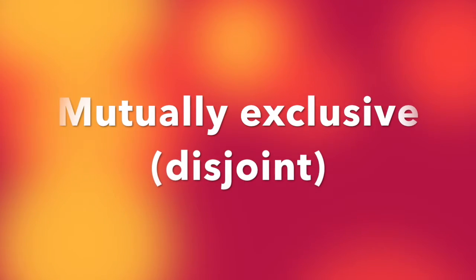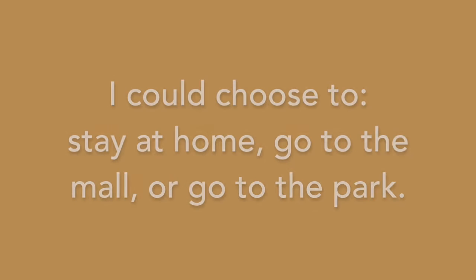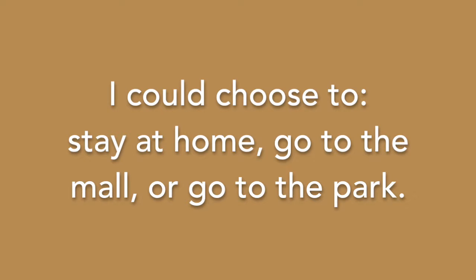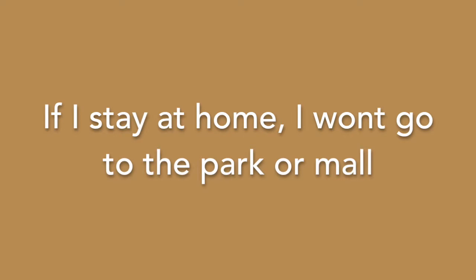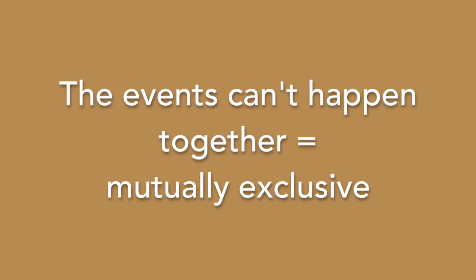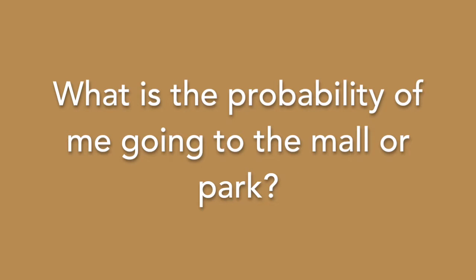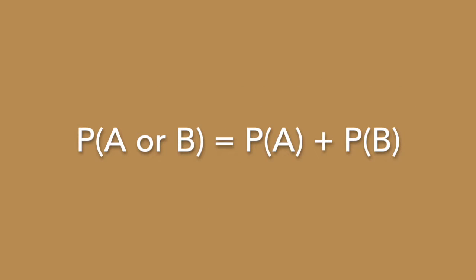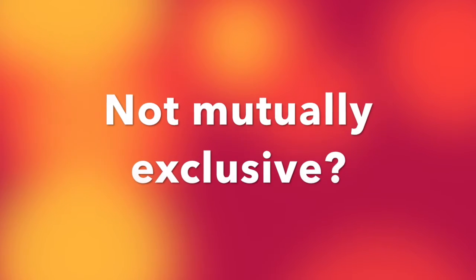Now that we know the rules, let's look over some definitions, like mutually exclusive or disjoint events. It means the events have no outcomes in common. Let's take an example. I could choose to stay at home, go to the mall, or go to the park. If I stay at home, I won't go to the park or the mall, which means that the events can't happen together and are mutually exclusive. But what's the probability of me going to the mall or the park? 2/3, or 0.666. It means that the probability of A or B is the probability of A plus the probability of B. But what if they're not mutually exclusive?